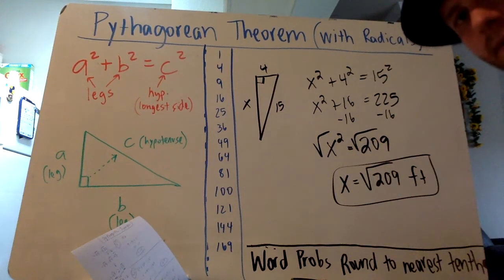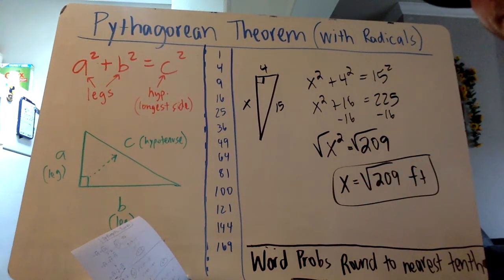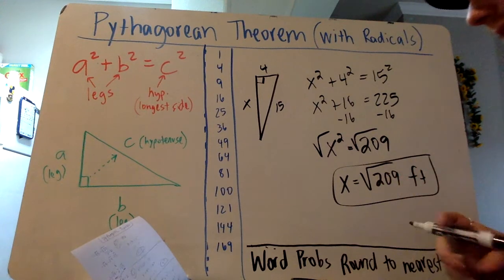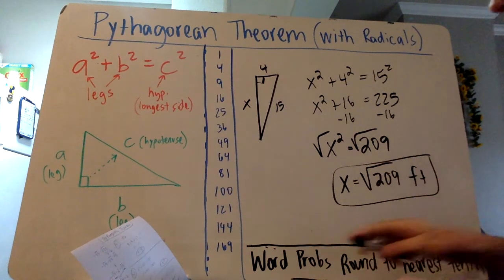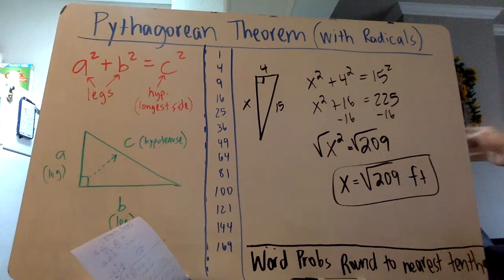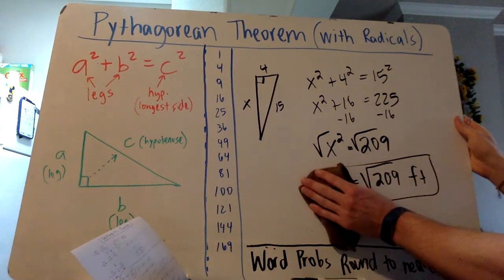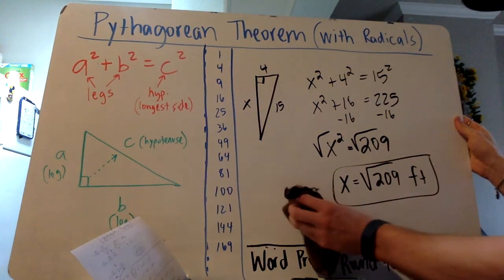That's your answer. Very common ACT problems, guys. So square root of 209, that is the answer to number 1. Let's do a couple more. If you need to, rewind, watch it again.